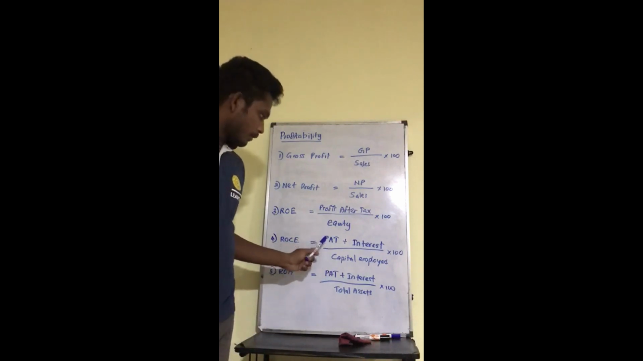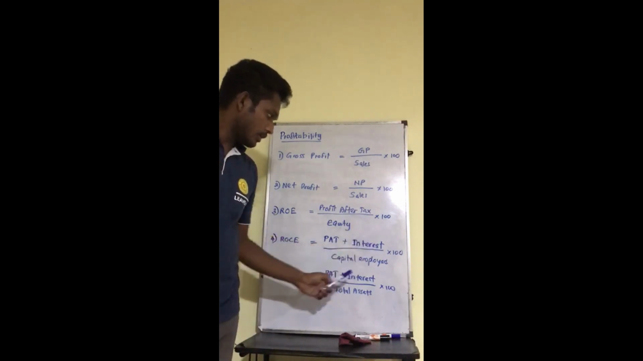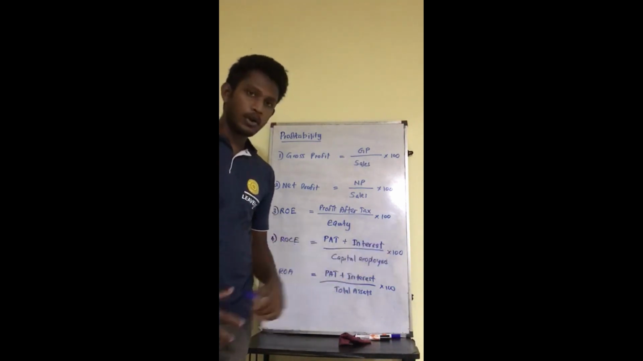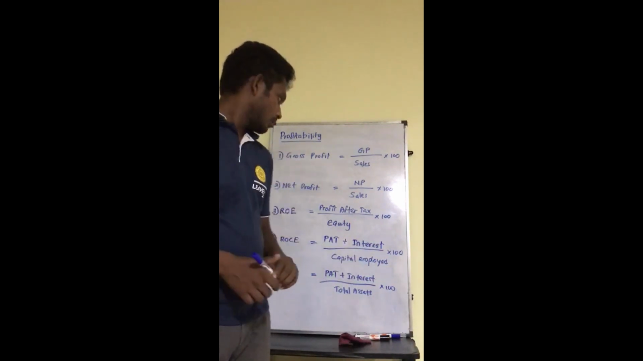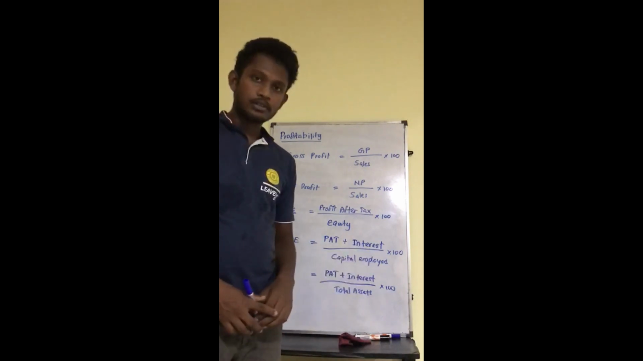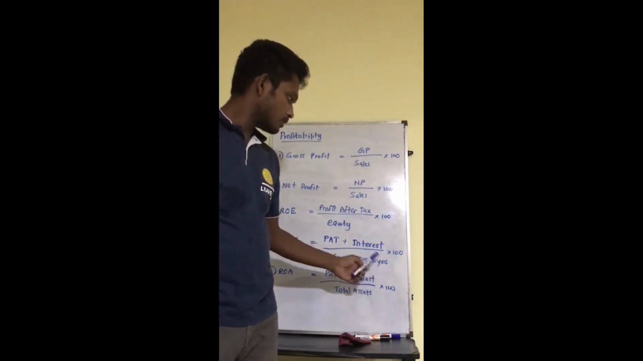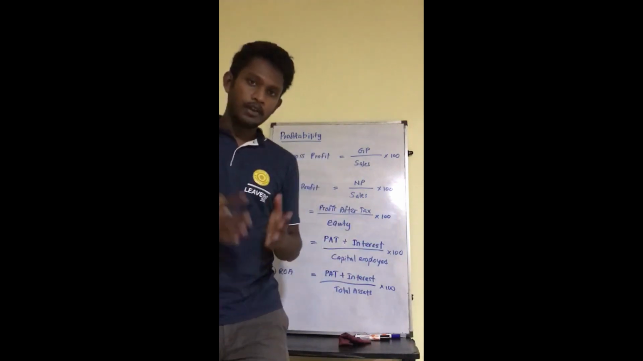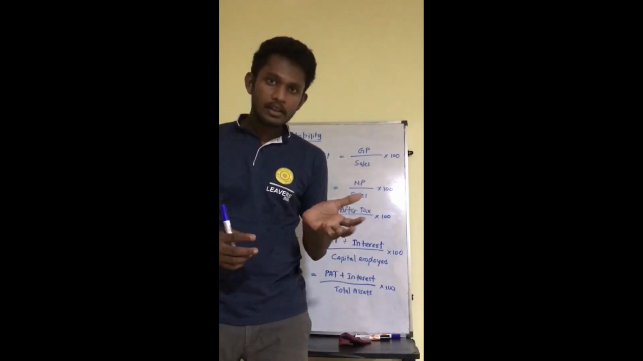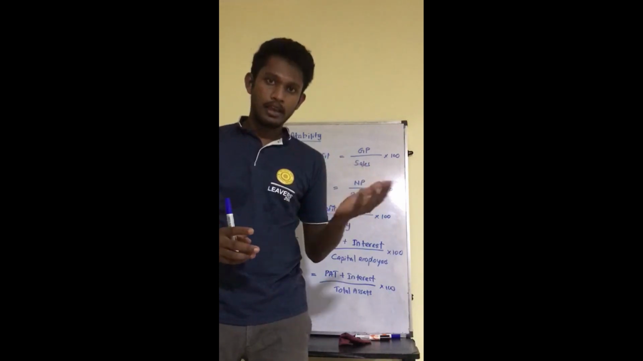So profit after tax plus interest divided by capital employed into 100. So profit after tax is the net profit, plus interest. Capital employed. So what do you mean by this capital employed? In the sense, when it comes to a company, the capital can be collected in two ways. That is debt holders' funds and the equity holders' funds. So the term capital represents both equity holders' and debt holders' funds.